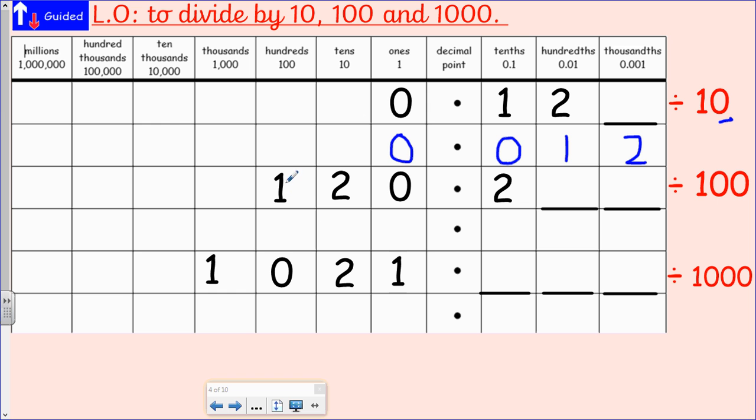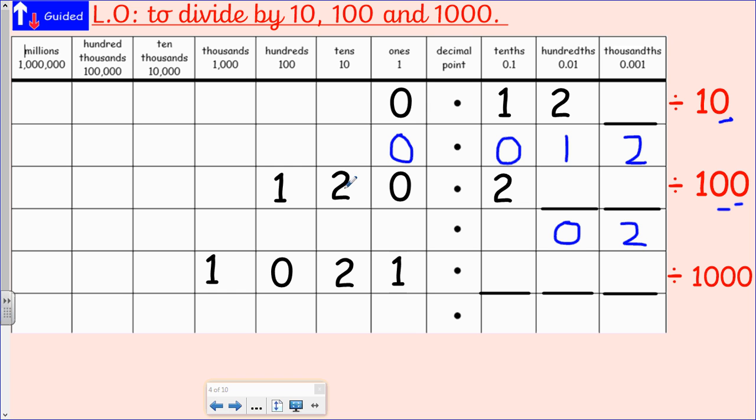Dividing by 100 then, we've got 0.12. So dividing by 100, 2 zeros, 2 jumps to the right, 2 lines. The 2 from the hundredths column ends up in the thousandths column, 2 places over to the right. The 0 was in the ones column, 1, 2, and it's next to the 2 there in the hundredths column, so 0 hundredths.